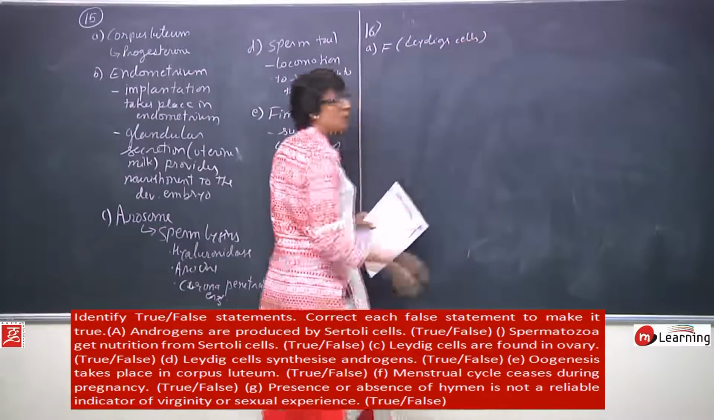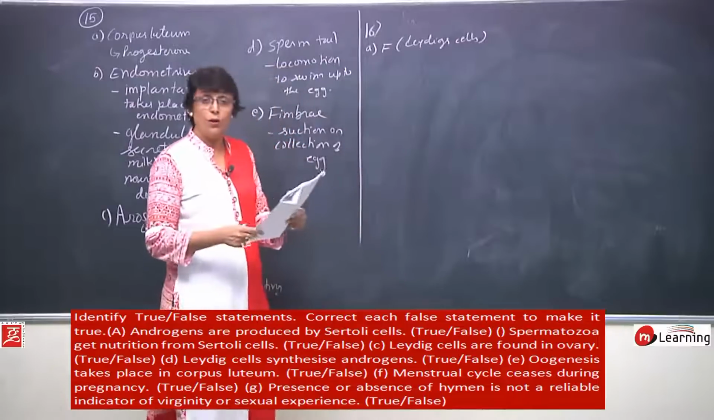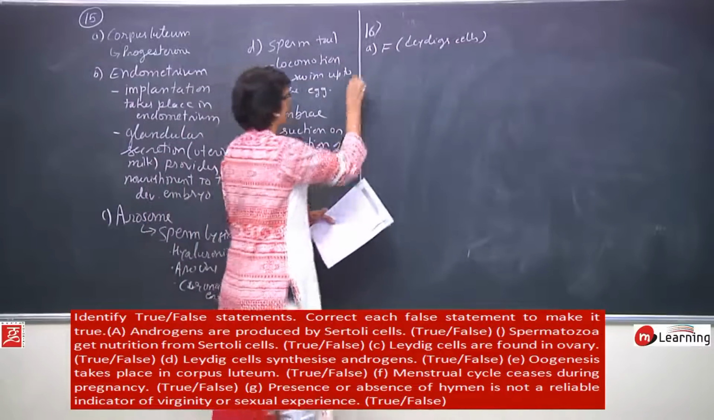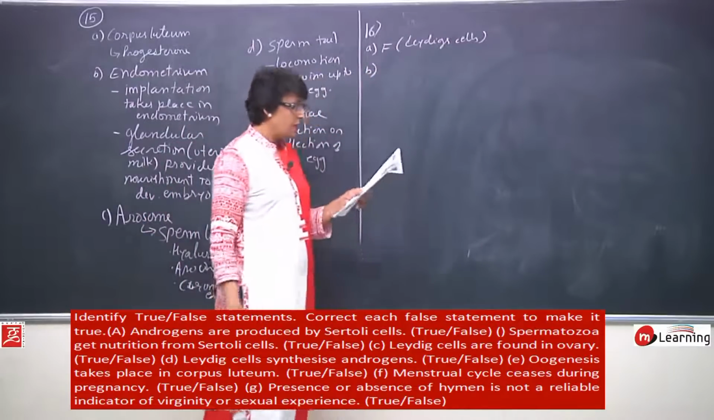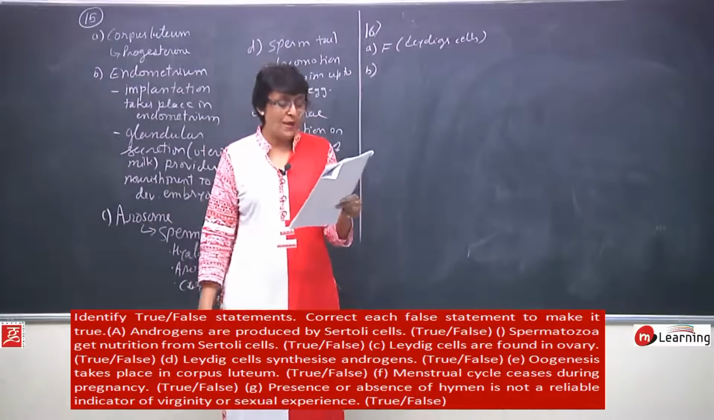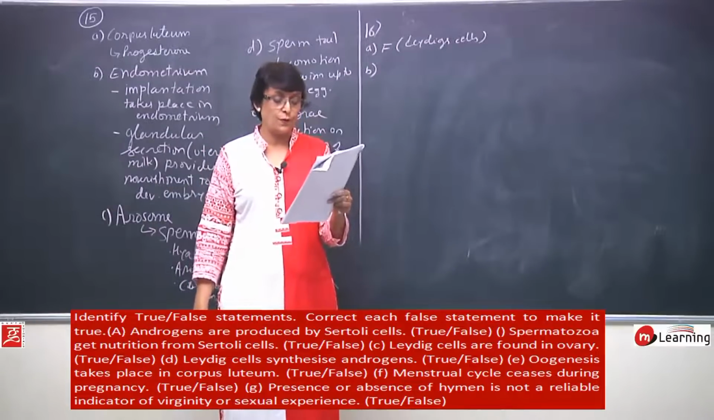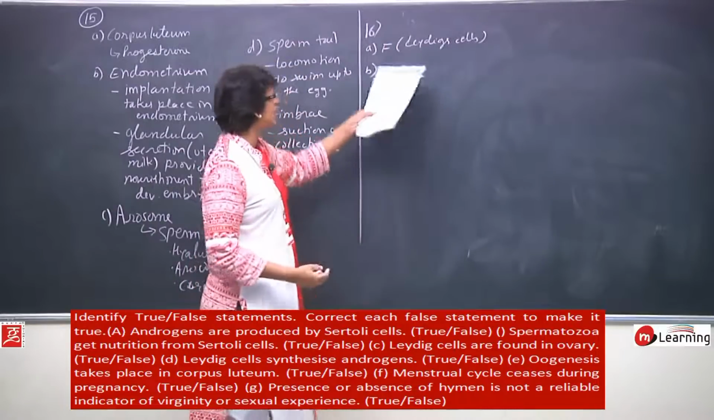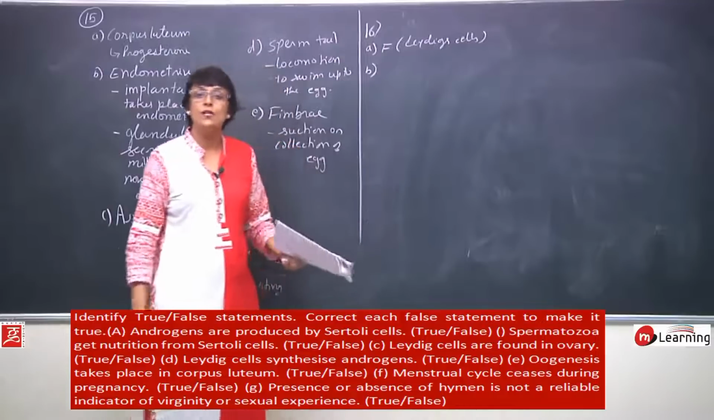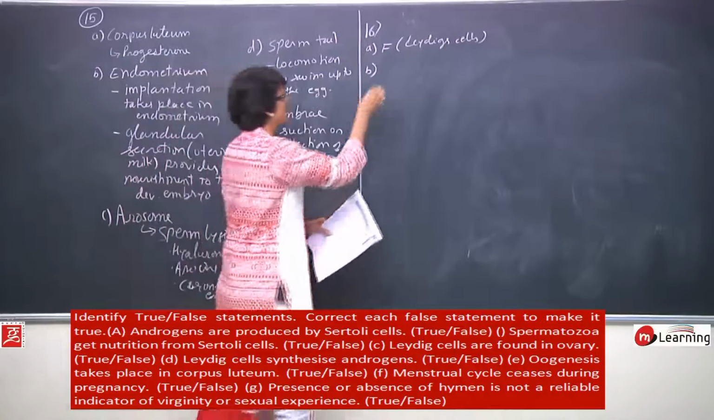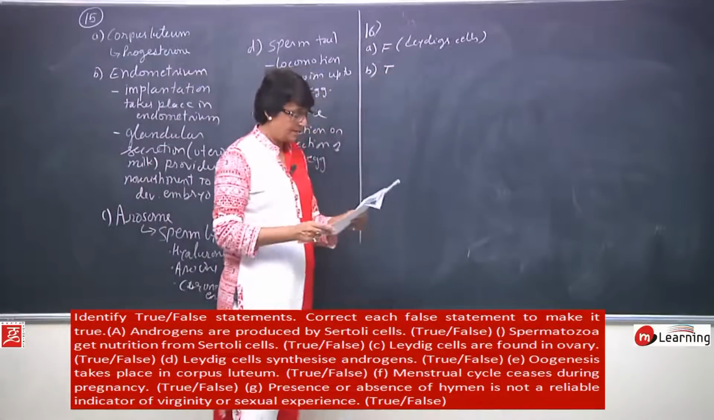So instead of Sertoli cells, we need to change it to Leydig cells. B. Statement is spermatozoa get nutrition from Sertoli cells. We just now talked about that Sertoli cells function is to provide nourishment. So this is a true statement.